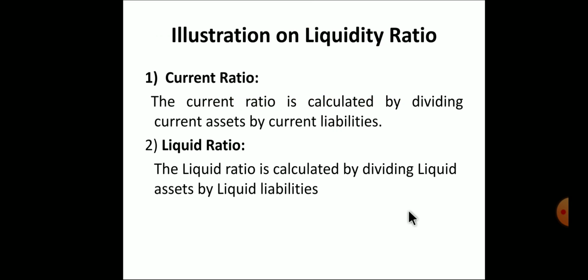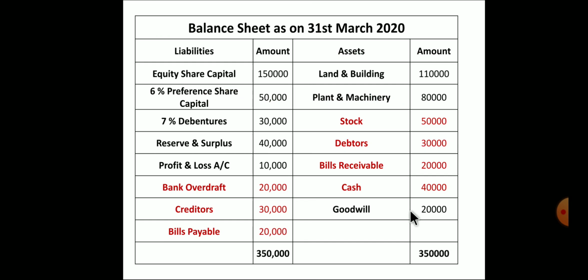Illustration on liquidity ratio. First is current ratio. The current ratio is calculated by dividing current assets by current liabilities, and second, liquid ratio is calculated by dividing liquid assets by liquid liabilities. Those are the two components of liquidity ratio. Problems of current ratio and liquid ratio to solve.